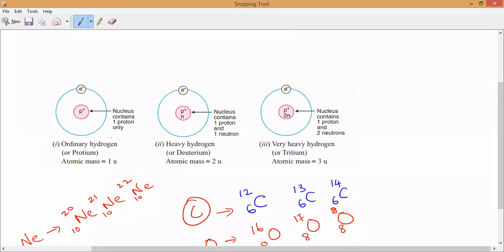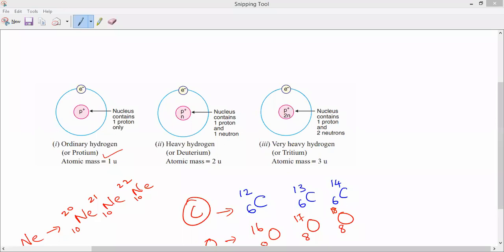Ordinary hydrogen we call protium. Its atomic mass is 1 U. You have to draw like this. They will ask the question: which hydrogen does not have any neutrons? Protium. Protium is the simple, very light hydrogen, then heavy hydrogen is deuterium, and very heavy hydrogen is tritium. That is what you have to remember.